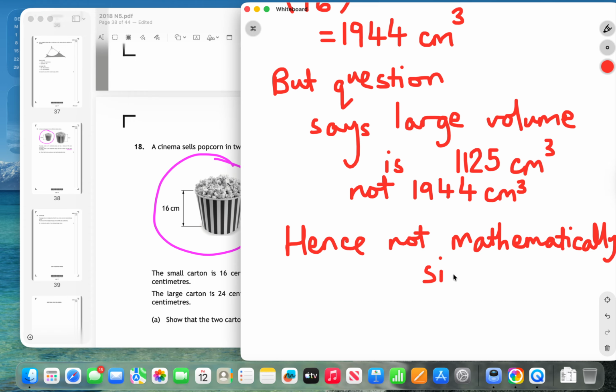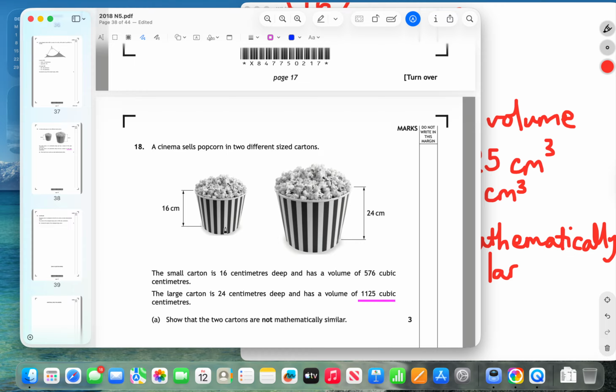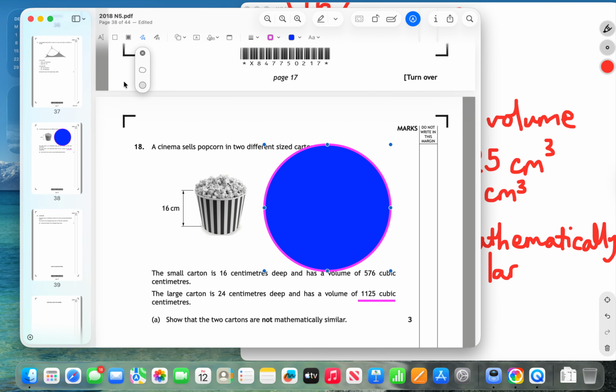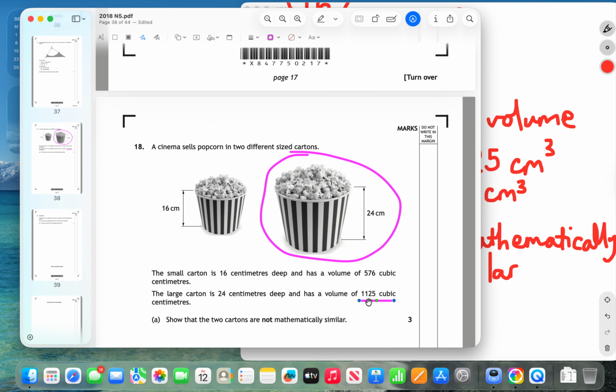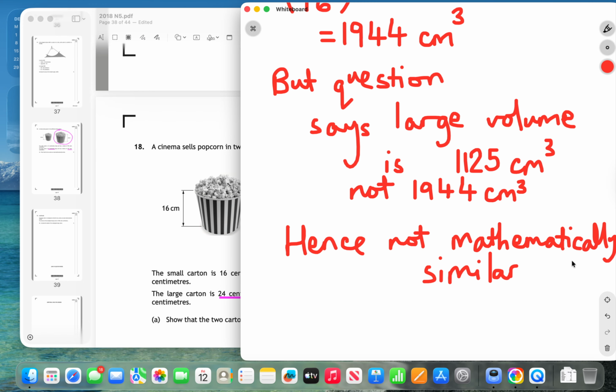We've done one way of doing this, but the other way is that we take the large one now. So I will take the large one, and we have the information regarding this one. So we have the depth and the volume. But what we want to do is find what the volume of the small one would be if they were mathematically similar.